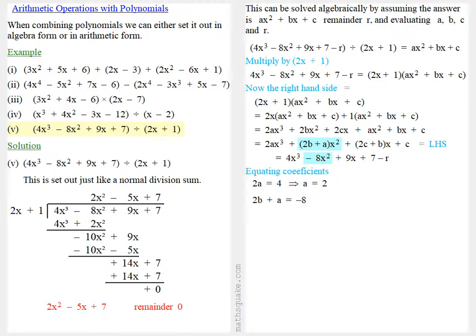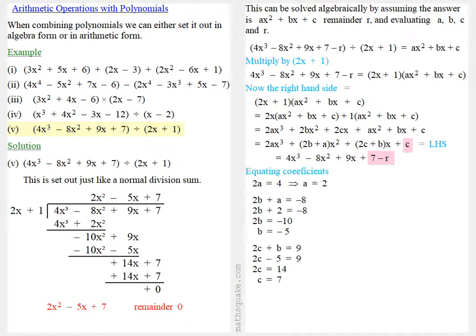If we look at the x squared coefficients, we get 2b plus a is equal to minus 8. Now we know a is 2, so 2b plus 2 is equal to minus 8, 2b is minus 10, and so b is minus 5. If we look at the coefficient of x, we get 2c plus b is equal to 9, so 2c minus 5 is equal to 9. In other words, 2c is equal to 14, or c is equal to 7.